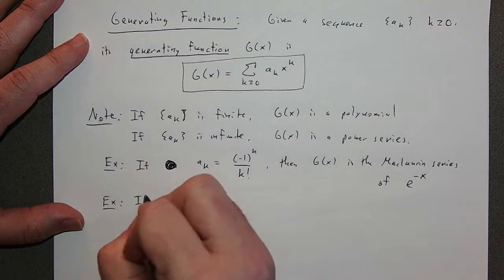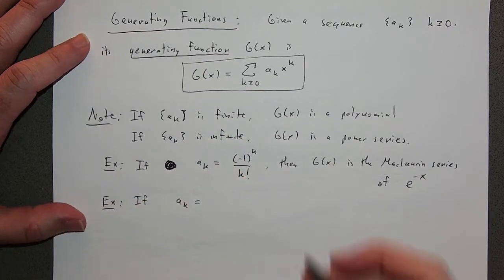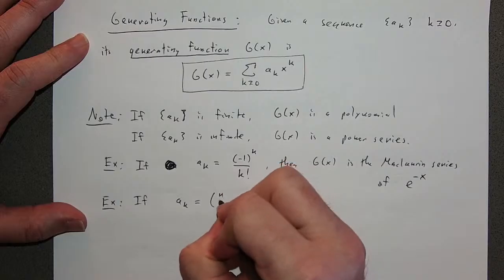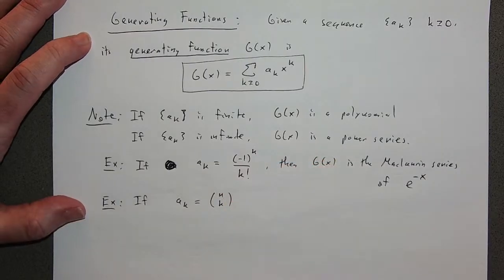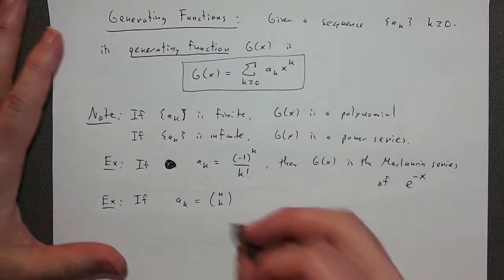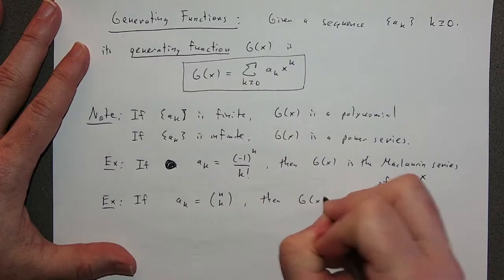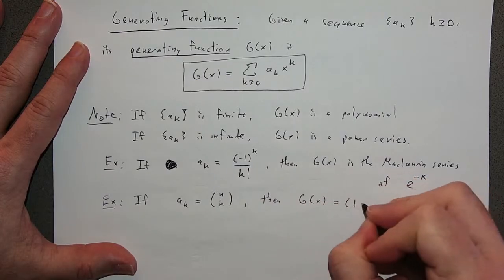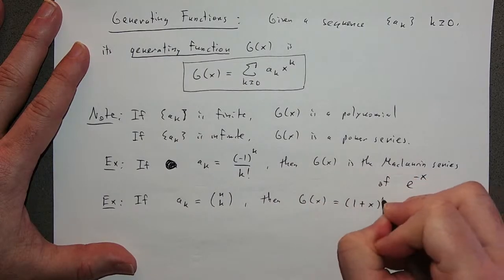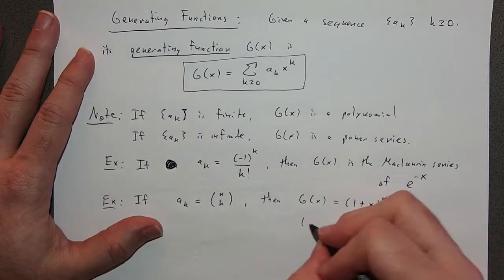If a sub k is, say, n choose k, where n is some fixed non-negative integer, then g of x is simply 1 plus x to the n, and this is by the binomial theorem.